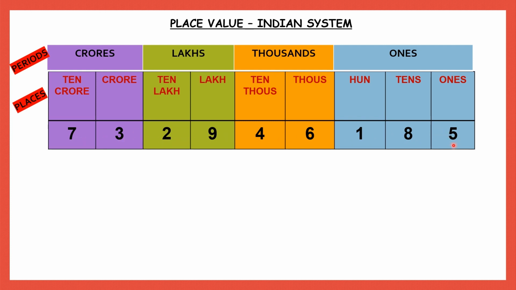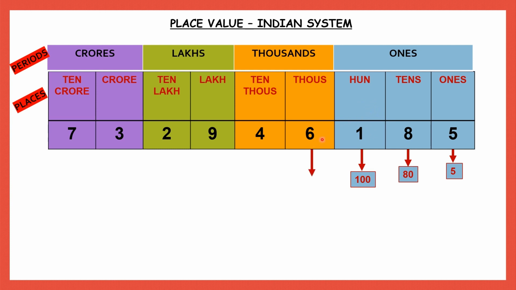So let's begin with 5. Now look at 5. 5 is in the ones position, isn't it? It's in the ones place. So 5 ones are 5. So the place value of 5 is 5. Now look at 8. 8 is in the tens place. So the place value of this digit 8 is 8 into 10, 80. What is the place value of 1? 1 is in the hundreds position. So 1 into 100 will be 100.